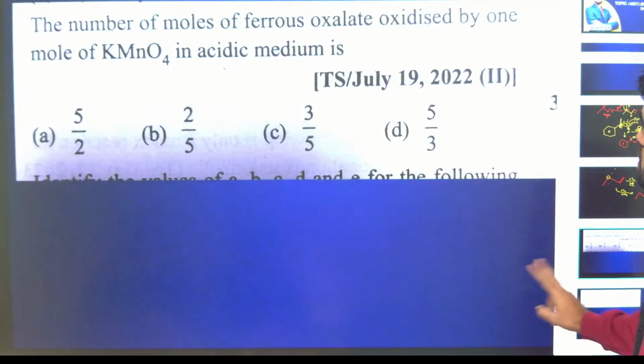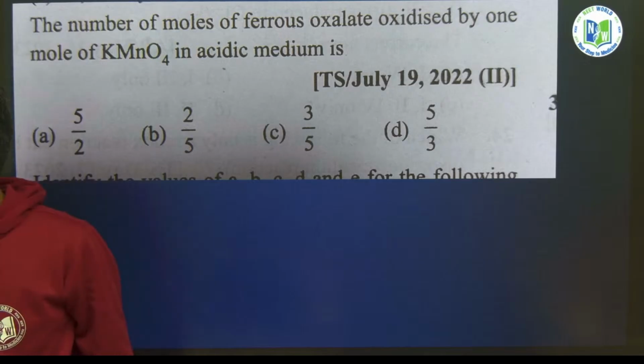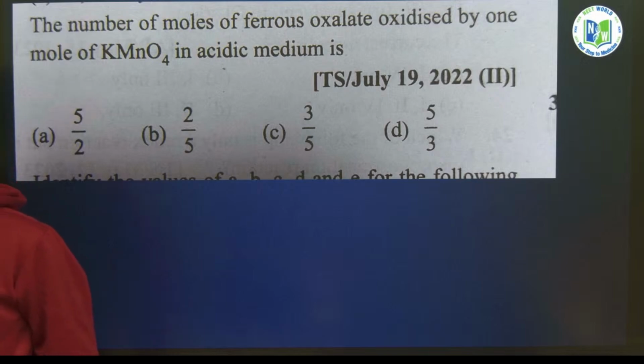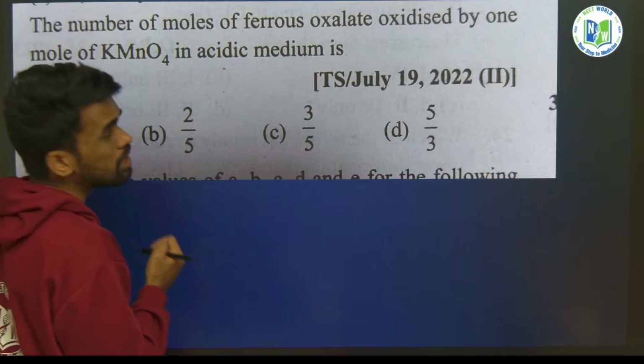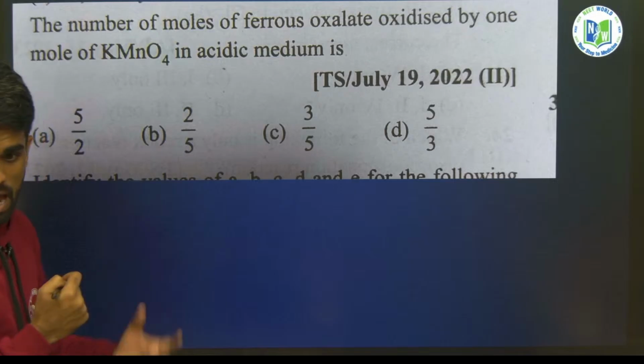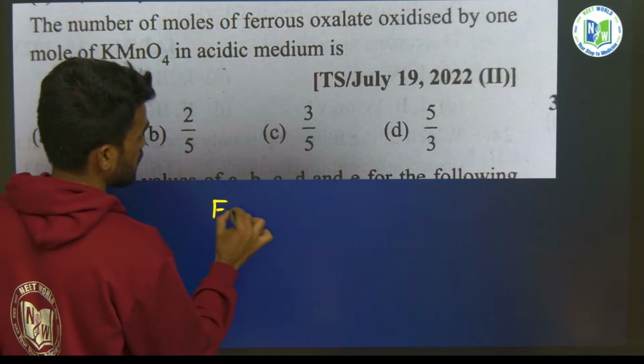Next, this is from redox reactions. Try to answer this question. So tell me the answer for this. Read the question: number of moles of ferrous oxalate oxidized by 1 mole of KMnO4 in acidic medium. So it is just simple. We will even do one experimental reaction later, a hands-on demonstration. But as of now, you see, what is this?